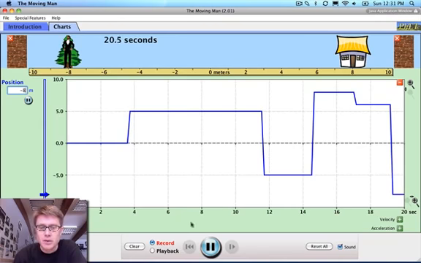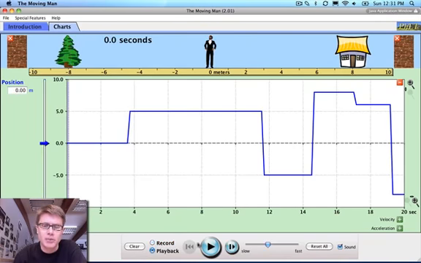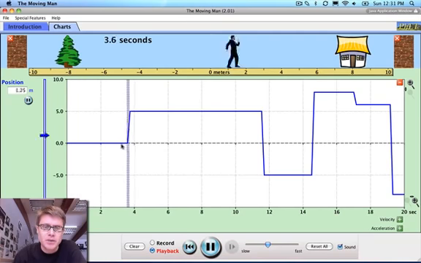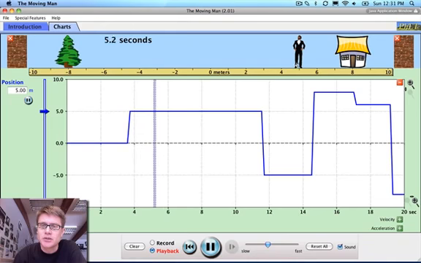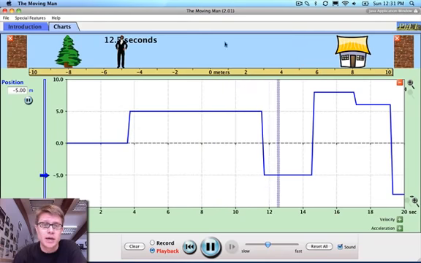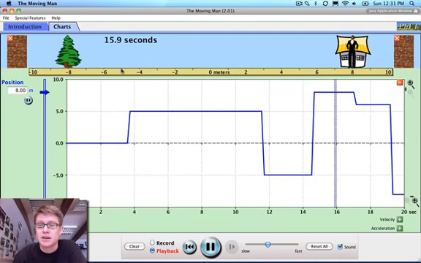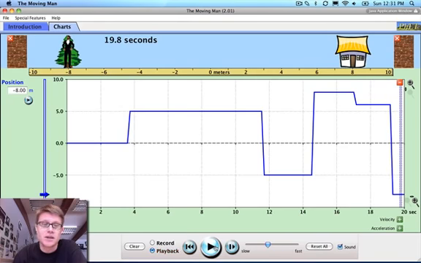Okay, if I pause it right here, let's look, and you can hit playback and watch what happened. For the first period of time, he was at position 0, and then he quickly moves to position 5. What a position versus time graph really tells us is where he or she is. He then quickly moves back into the negative, and then back into the positive, and then a little less positive, and then finally moves into the negative again.